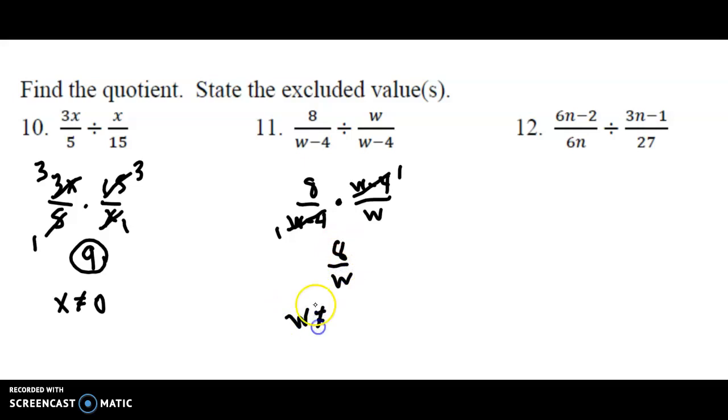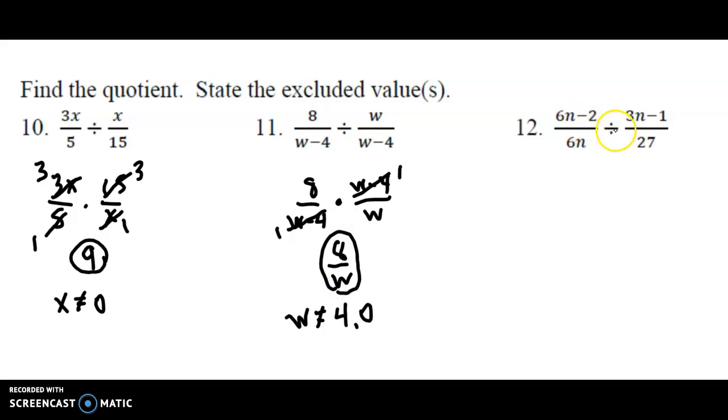Excluded values. In this denominator, w can't be 4. In this denominator, can't be 0. Go back up to my original problem and check this denominator. 4, but I already wrote it, so that's good. My correct answer here is 8 over w, where w cannot equal 4 or 0.